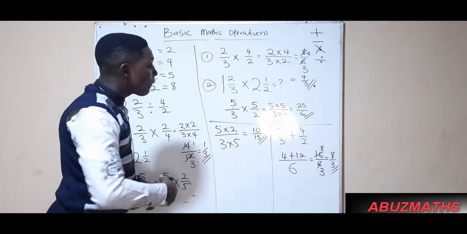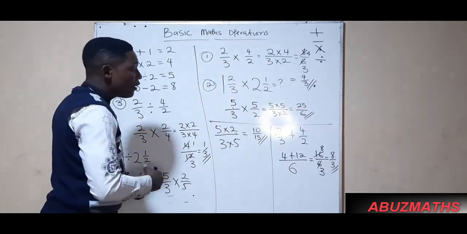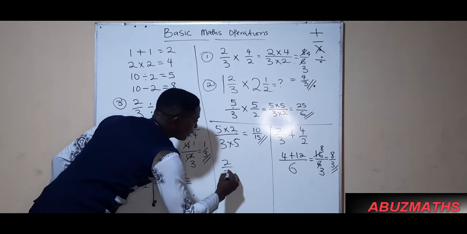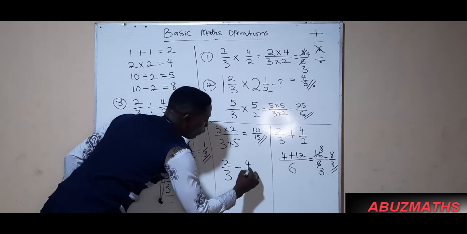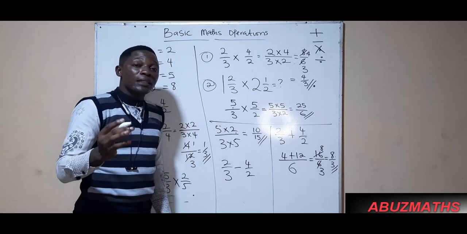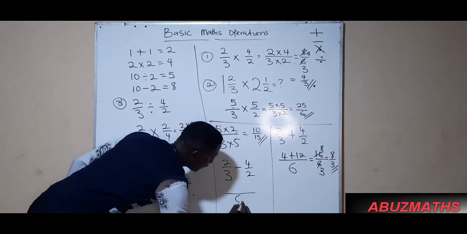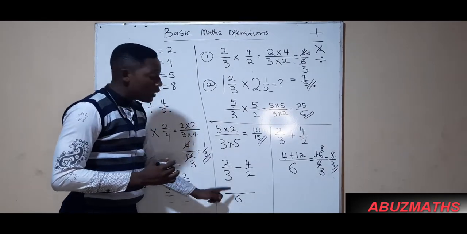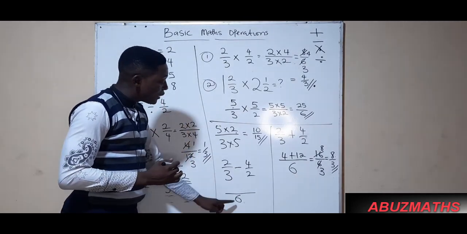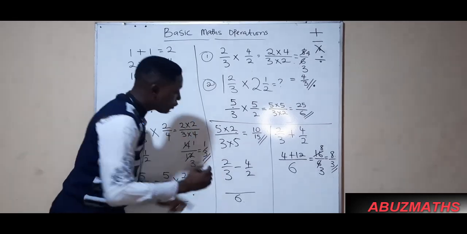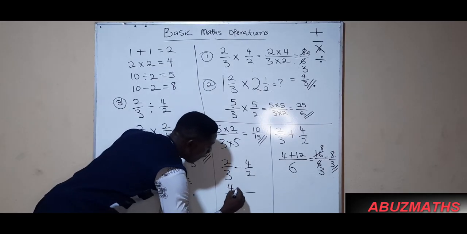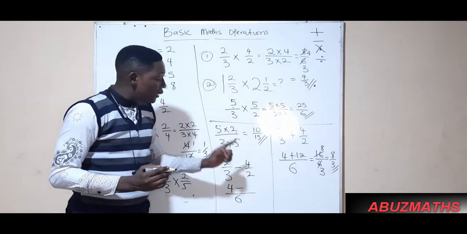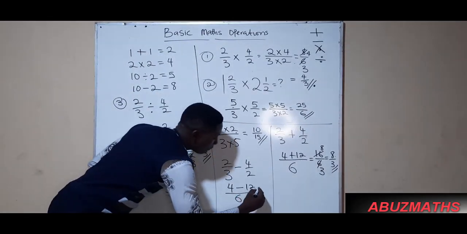Now, let's try this for subtraction. We have 2 over 3 minus 4 over 2. The same step, look for the LCM, which is 6. Now I got my LCM. I go ahead to divide my LCM by my denominator. So 6 divided by 3 is 2. 2 times 2 is 4. Minus 6 divided by 2 is 3. 3 times 4 is 12.